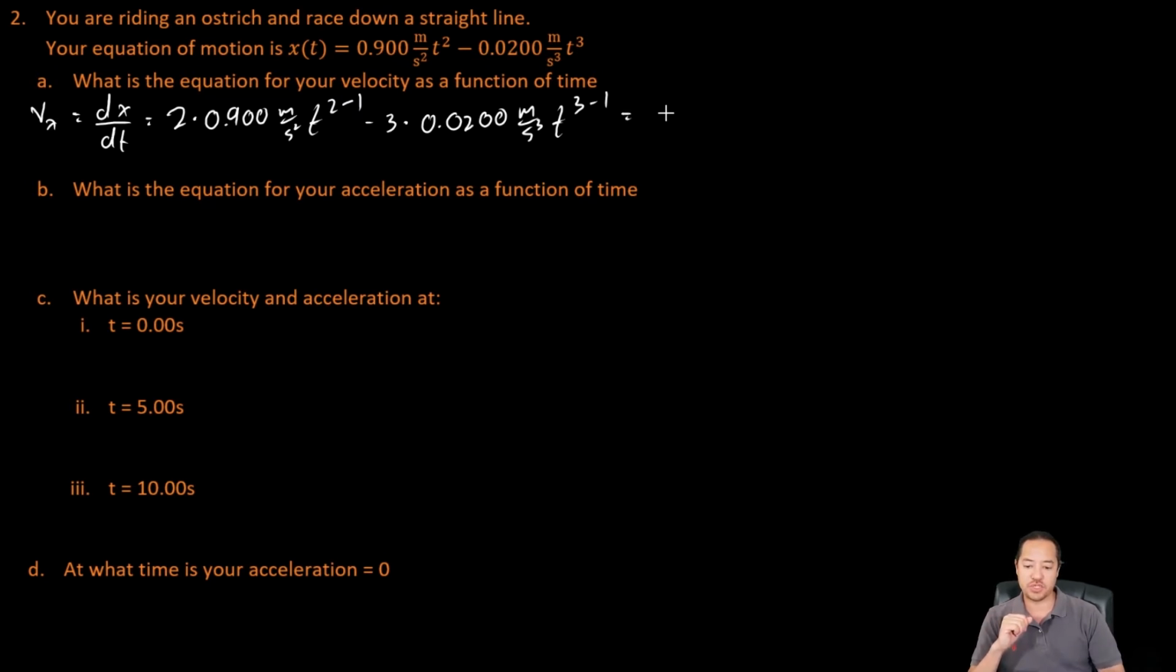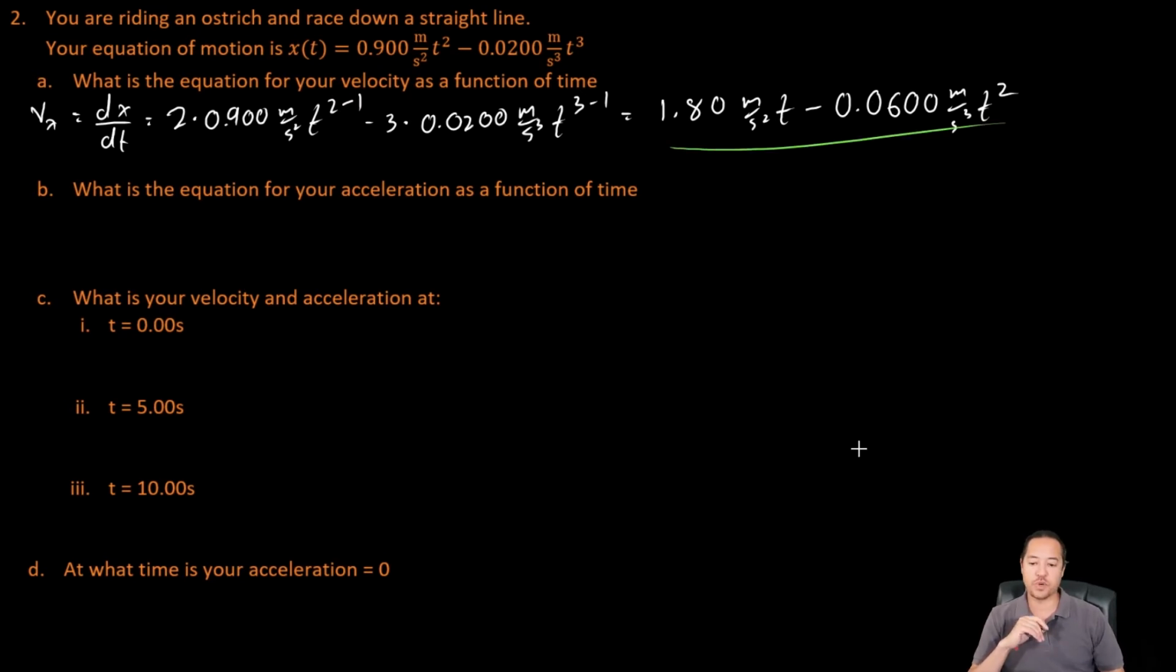We're going to get 2 times 0.9, so that's going to be 1.80 meters per second squared times t to the power of 1, minus, looks like 3 is going to be 0.0600 meters per second cubed, t squared. Okay, so that's our final equation here for the velocity as a function of time, just taking the derivative of the position equation.